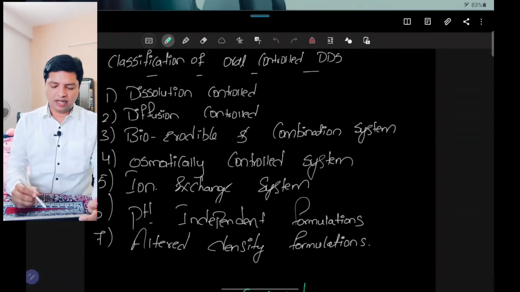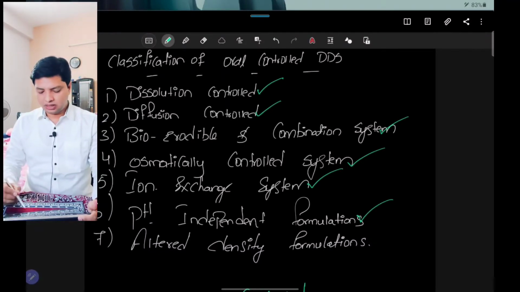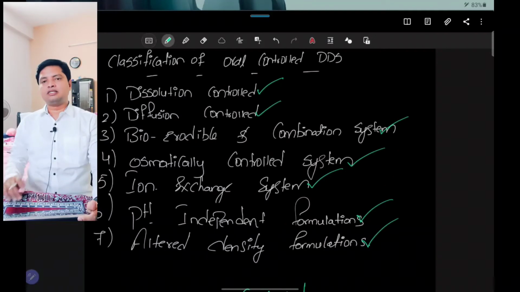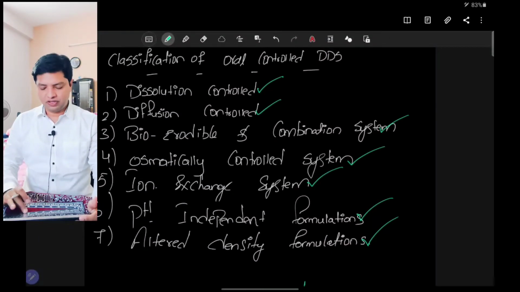Check here, they are classified as dissolution controlled, diffusion controlled, then we have bioerodible, and combination of dissolution and diffusion control. Then we have osmotically controlled systems, and also we have ion exchange systems, pH independent formulations, and altered density formulations. Now we try to see what these systems are individually.